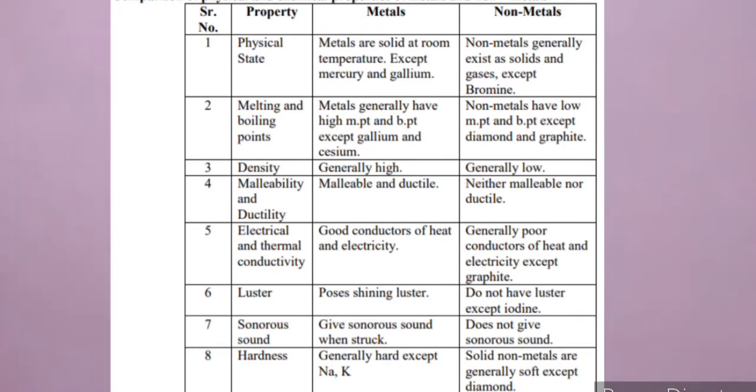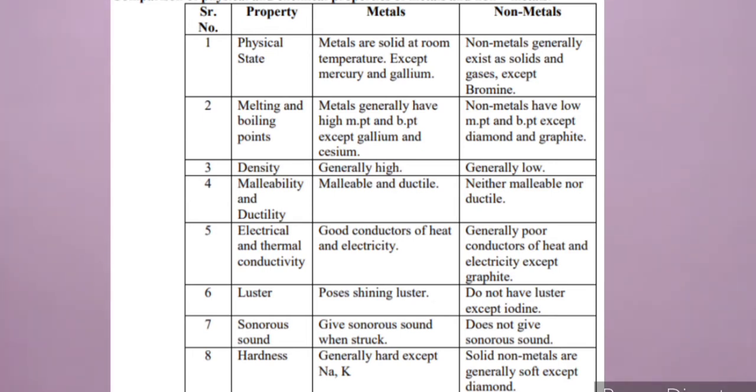When we talk about the physical state, metals are generally solids at room temperature. The exception is mercury. Non-metals are generally liquids or in the gaseous form at room temperature. The exception is graphite, which is a solid. This is the physical state.